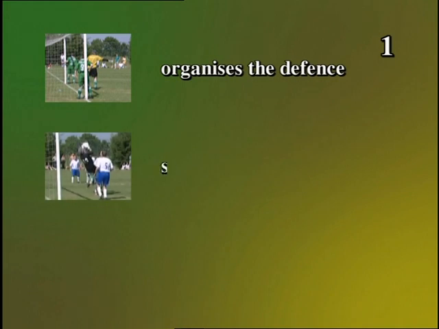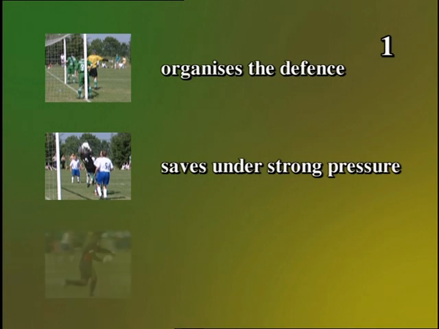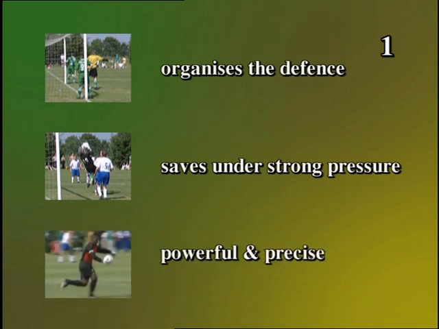So to summarise, a level 1 goalkeeper has very good match awareness and helps organising the defence. Makes saves by blocking or catching the ball, even under strong pressure, and distributes balls with a high level of power and precision.